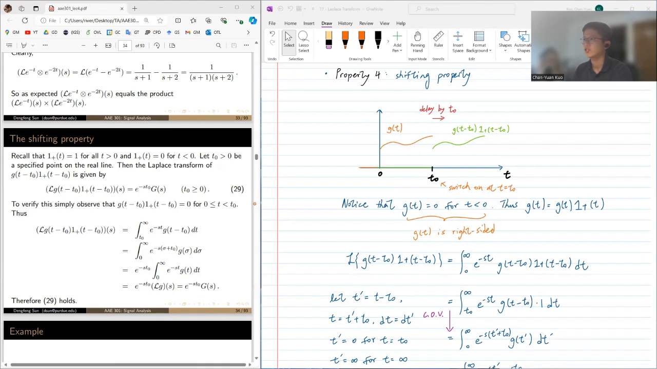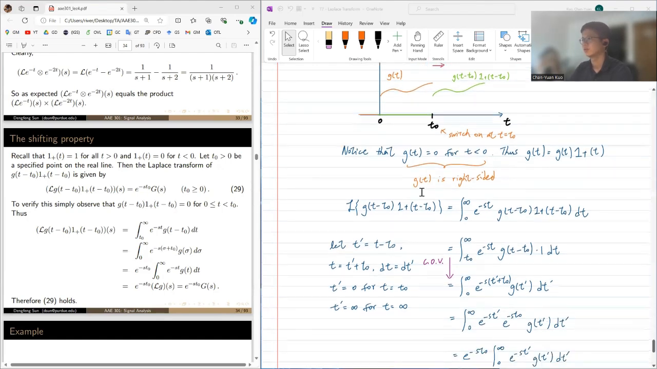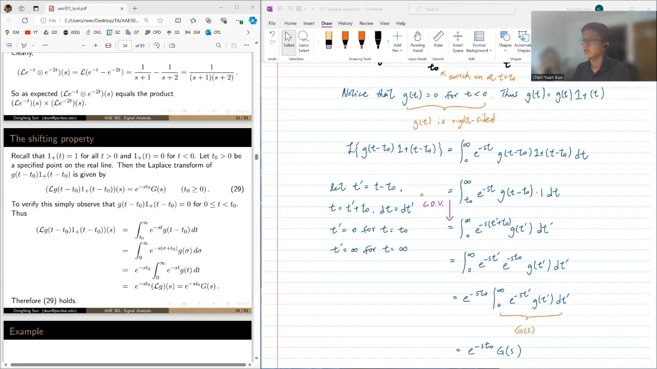So here we have a function g, and this function takes value 0 when t is smaller than 0, and it can take any arbitrary value when t is greater than 0. And now we delayed this function by some time t0, and so here you see this green line. This is essentially the delayed copy of g of t. So now let's take a look at the Laplace transform of this delayed copy.